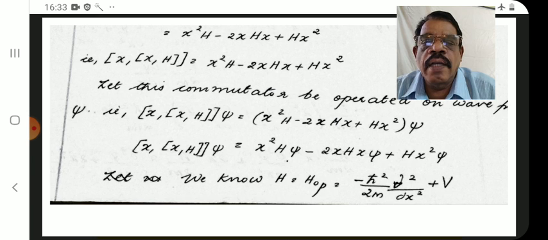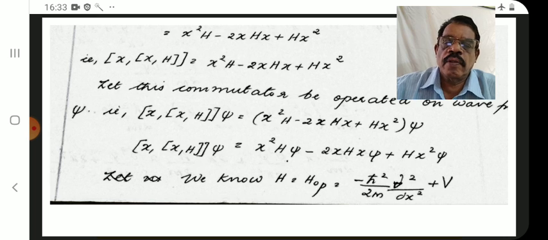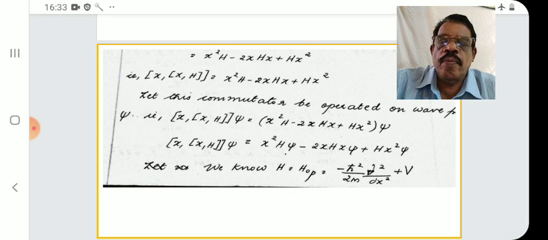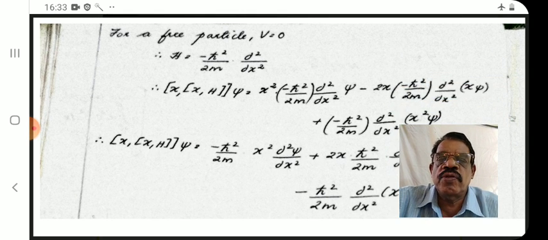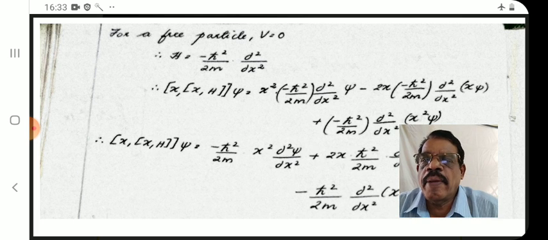plus Hx² psi. We know the H operator, Hamiltonian operator, H is equal to minus ħ² by 2m ∂²/∂x² plus V. That is the Hamiltonian operator. And you know, for a free particle V is equal to 0. So here in this problem, for simplicity, we can use a free particle Hamiltonian. We put V as 0. Therefore H is equal to minus ħ² by 2m ∂²/∂x².